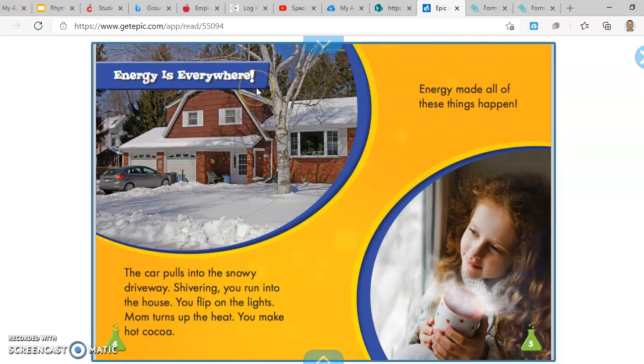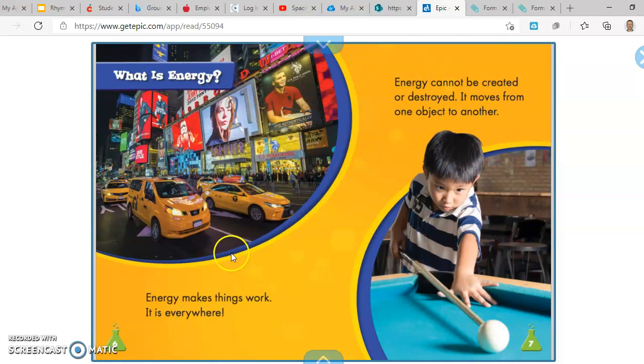Energy is everywhere. The car pulls into the snowy driveway. Shivering, you run into the house. You flip on the lights. Mom turns up the heat. You make hot cocoa. Energy made all of these things happen. Which things? The car pulling into the driveway, you running into the house, flipping on the lights, turning on the heat, and making hot cocoa. All these things need energy. Energy makes things work. It is everywhere.